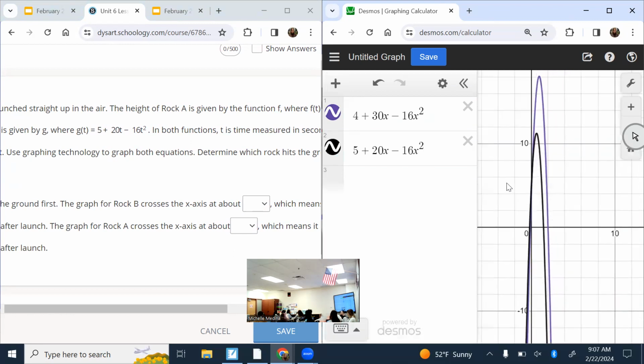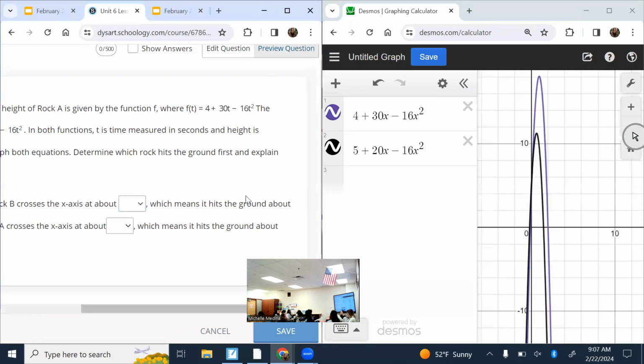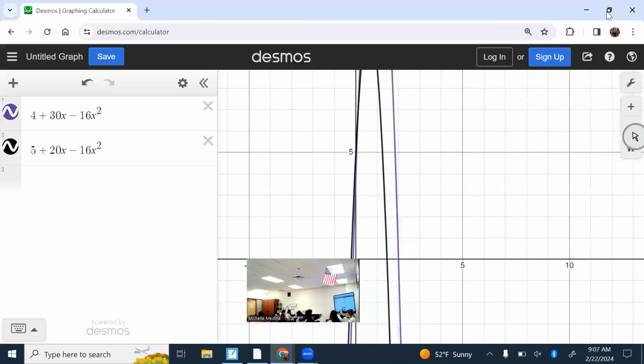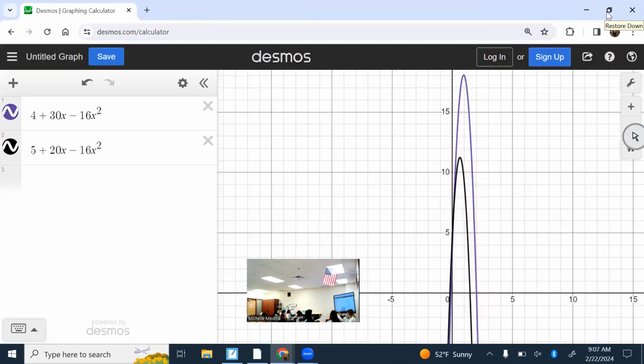Now, it says determine which rock hits the ground first. If this is how the rock travels, which one's gonna hit first? You could tell me the color. The black line. So like your x-axis is basically your ground, because if the y-axis is height, when the height is 0, that would be at the x-axis, right? So this one hits the ground first. It hits it at 1.46-ish seconds, whereas the other one hits it at 2 seconds.